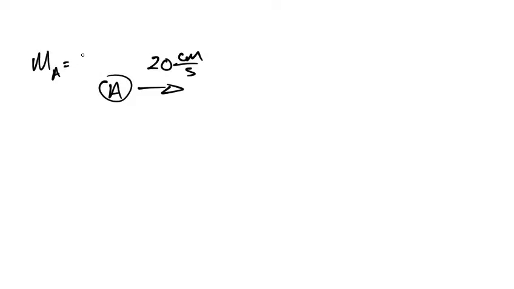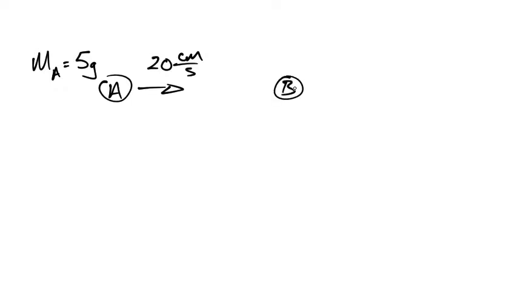Okay, so this problem is another momentum problem. In this one, we've got a little ball of 5 grams moving at 20 centimeters per second. So let's draw a little ball here, and let's call it ball A. And it's moving in this direction at 20 centimeters per second. And the mass of ball A is 5 grams. Okay? And it actually hits another ball, ball B.